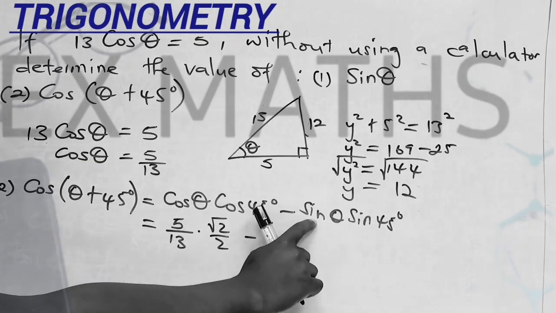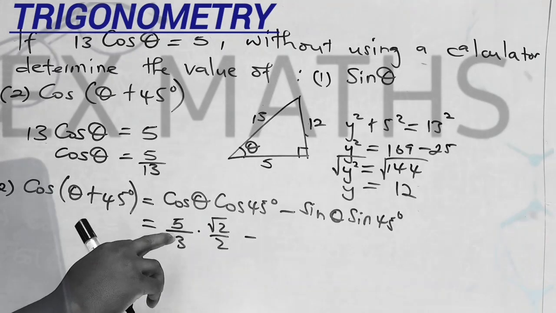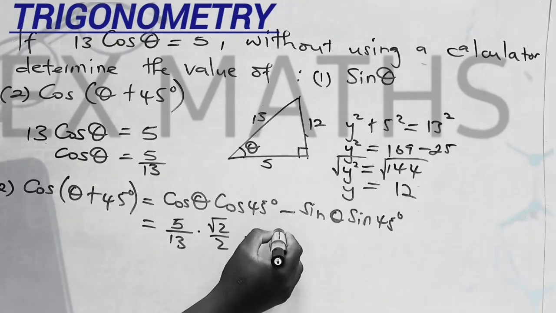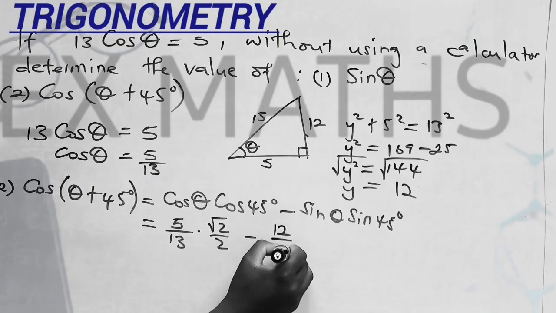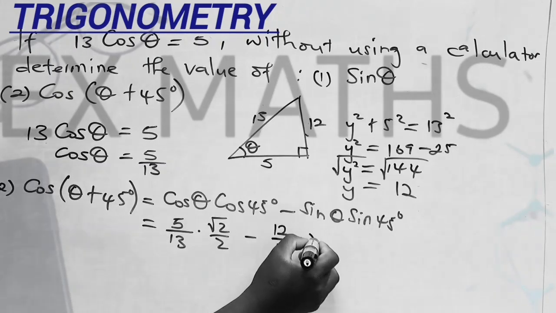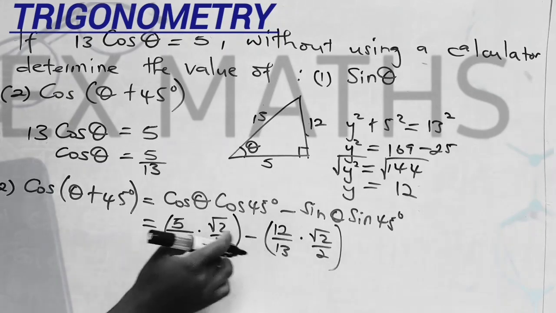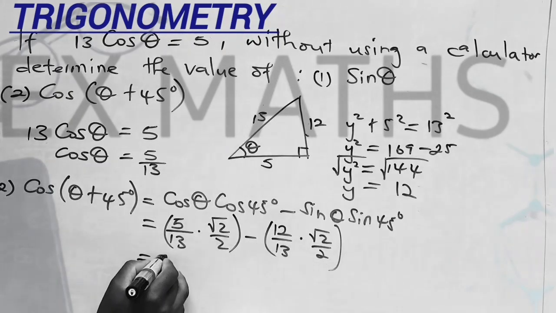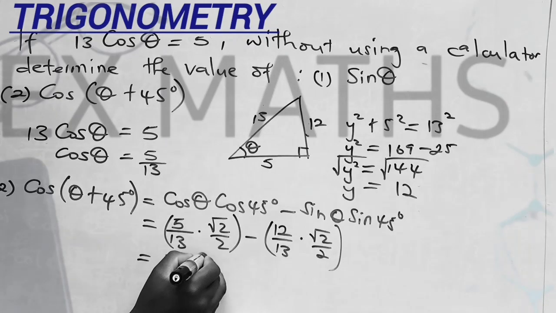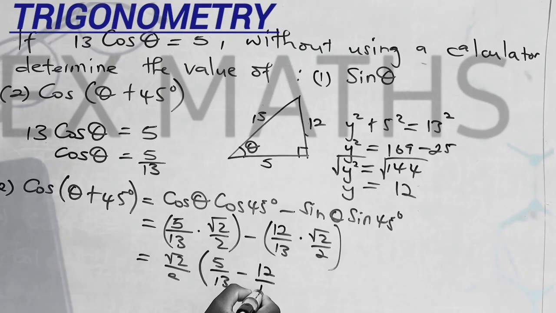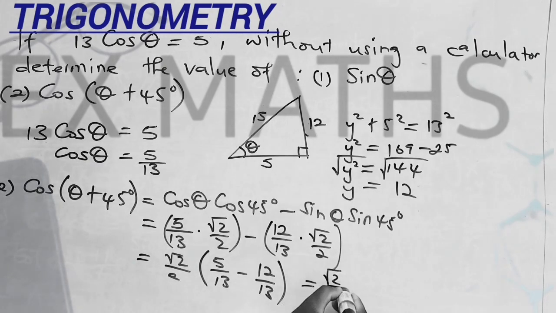Subtract sin theta. The value of sin theta we calculated, we said is opposite over hypotenuse, which is 12 over 13. Then multiplied by sin 45, it's root 2 over 2. Then we have a common factor, root 2 over 2 here, we can factor it out. Then we'll be left with 5 over 13 minus 12 over 13. This is equal to root 2 over 2.